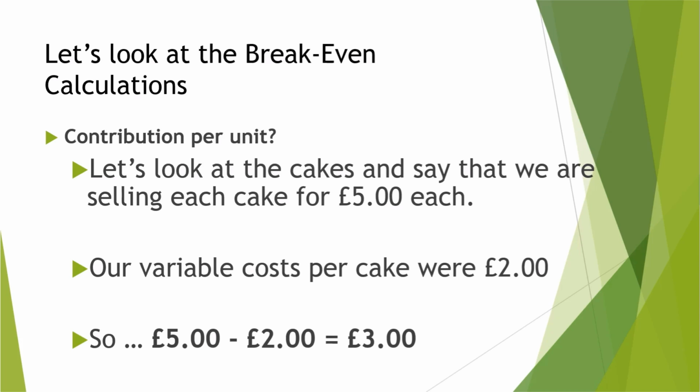So with the contribution per unit, let's look at the cakes. Say that we are selling each cake for £5 each. Our variable costs per cake were £2, which we'd already calculated. I therefore take my £5, which is my selling price. I take off my variable cost per cake, which is £2, which gives me a contribution per unit, or contribution per cake, of £3.